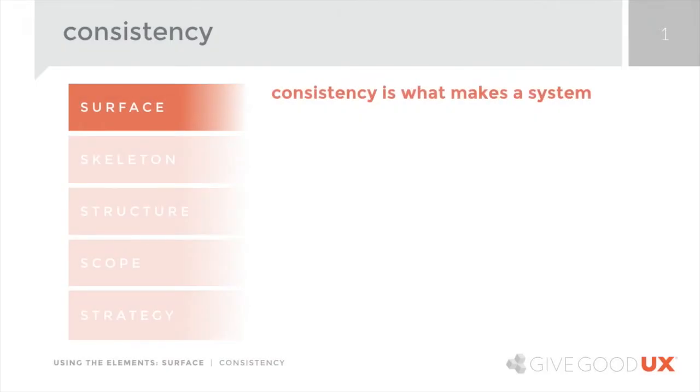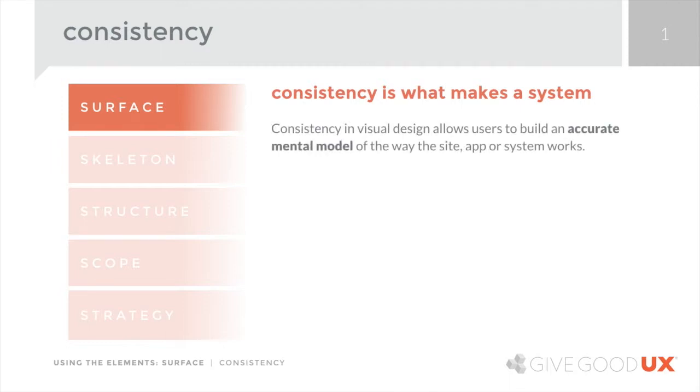Another important component of successful visual design is consistency. And consistency is essentially what makes a system a system. It's what unifies all those disparate parts, those different screens, those different features, those different functions. It's what brings them together and enables us to perceive them as all being part of the same whole. Consistency in visual design allows us to build an accurate mental model of the way the site or the app or the system works. It allows us to, again, leverage our prior experience with other things to figure out how what's in front of us works.